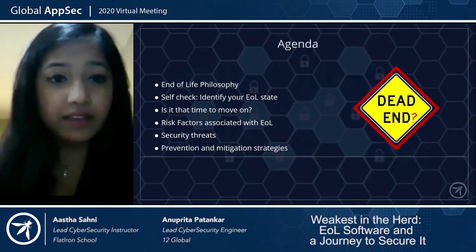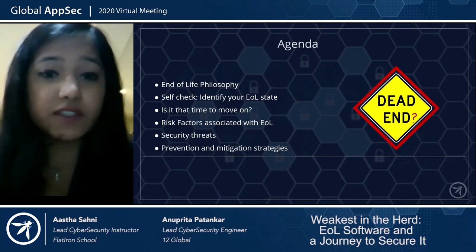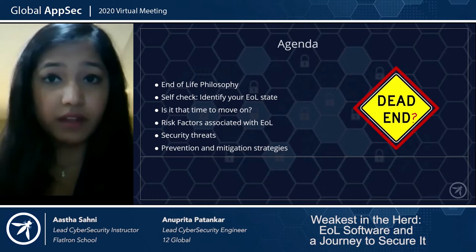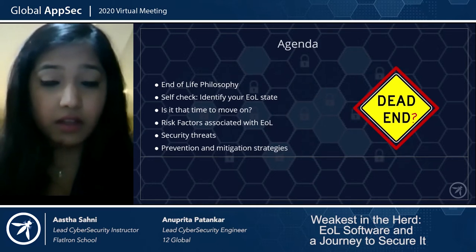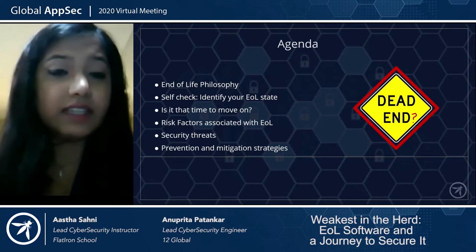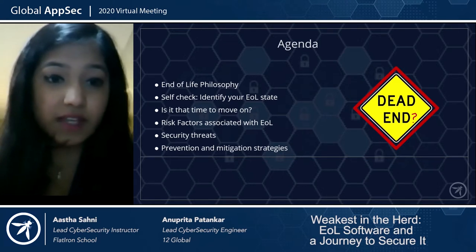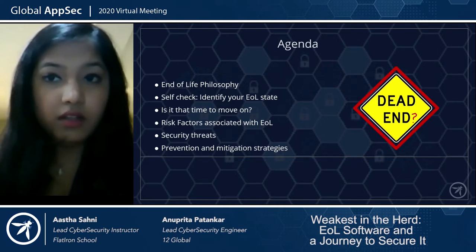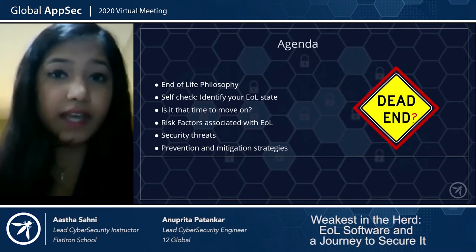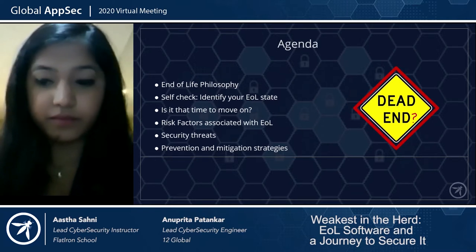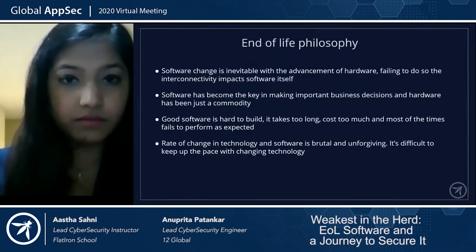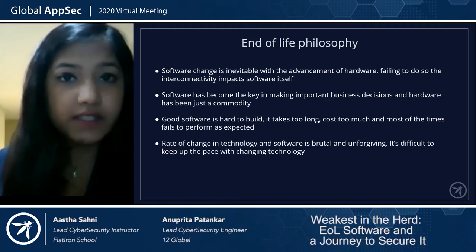Now, moving forward, we'll see the end-of-life philosophy to understand how this philosophy gets to where we are today, because it's not something that just happened yesterday or today. It's been going around for a long time, and the journey is very important to understand. And in any journey, it is important to understand your current position, and the risks and threats associated with it. Then at the end, we will see various prevention and mitigation strategies that will help you secure your end-of-life software. So let's move forward, understanding the end-of-life philosophy.